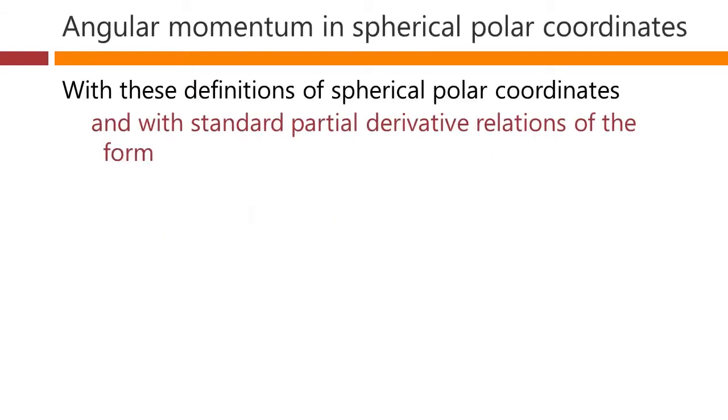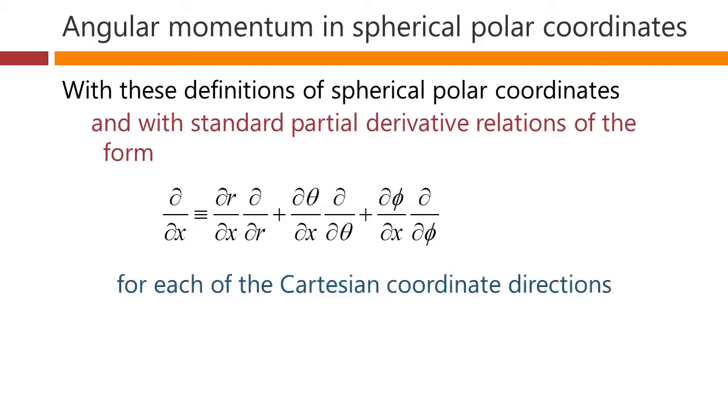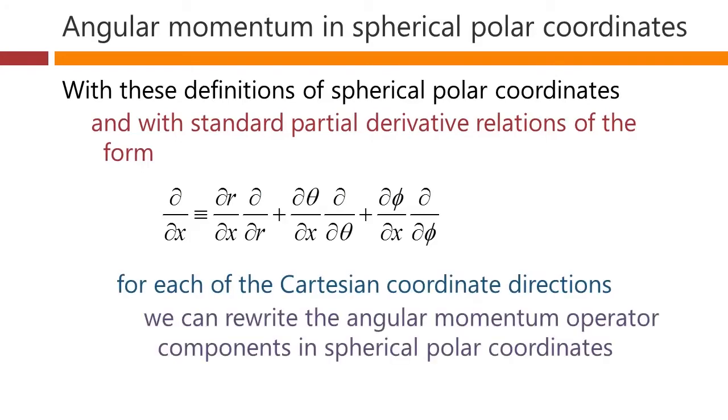With these definitions of our spherical polar coordinates, and using the standard partial derivative relations of the form we have here, so that d by dx would be dr by dx d by dr plus d theta by dx d by d theta plus d phi by dx d by d phi, with all of these being partial derivatives, this is the standard way to work out a new form of partial derivatives in the new coordinate system. If we use those for each of the coordinate directions, then we can rewrite the angular momentum operator components in spherical polar coordinates.